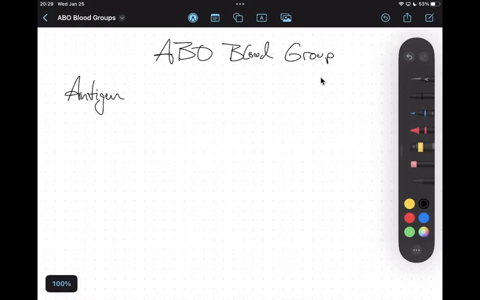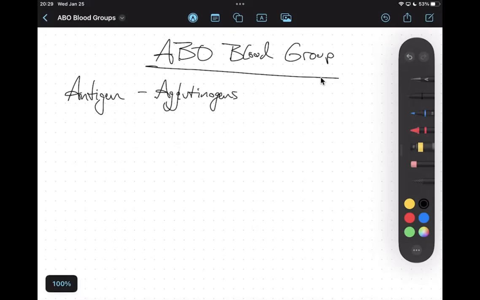So we can have self antigens that are part of our own body, that are normal to us and recognized by our immune system as self. And then we have foreign antigens. In this ABO blood group, we're talking specifically about self antigens. In the context of blood, these antigens are also called agglutinogens. This is the same thing as antigens when talking about our blood.